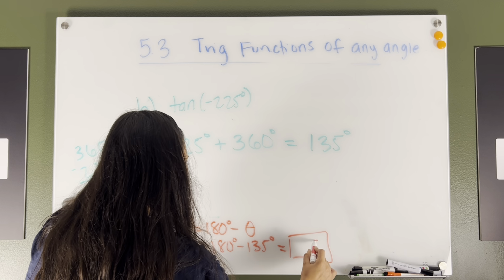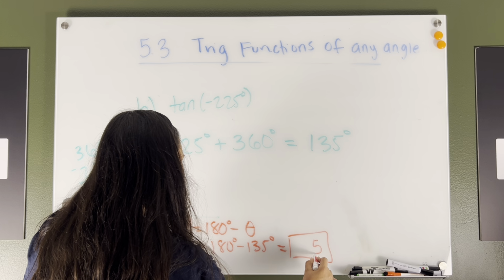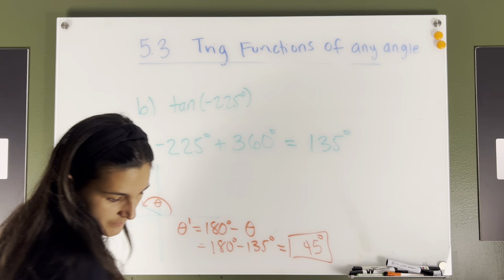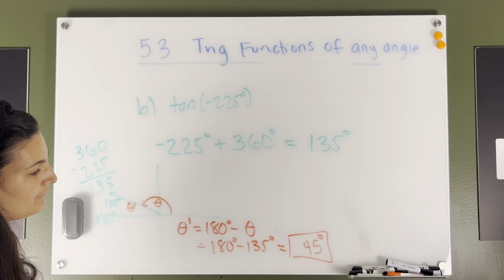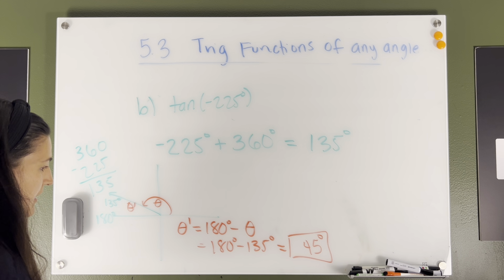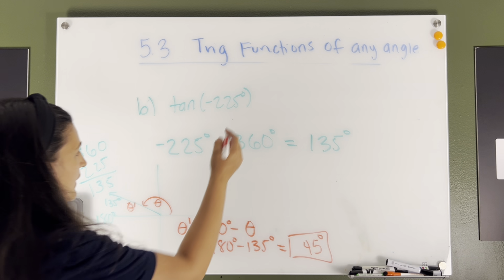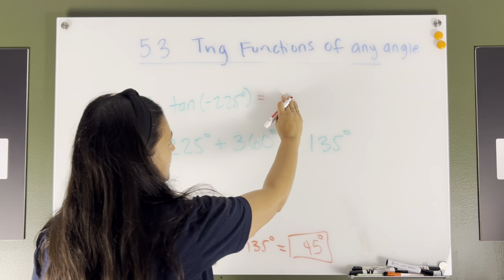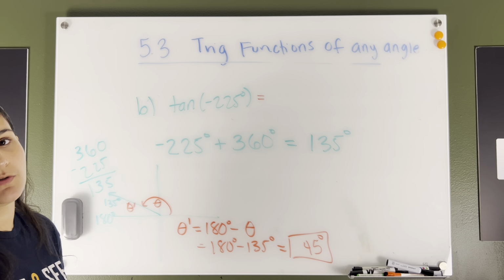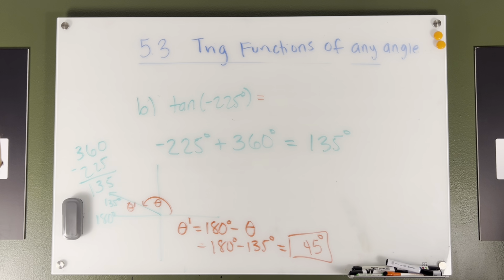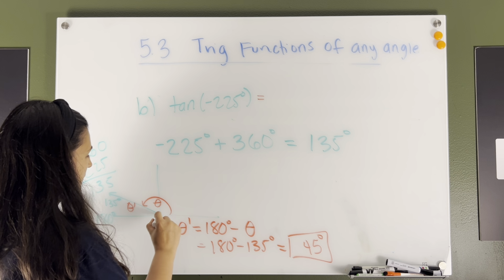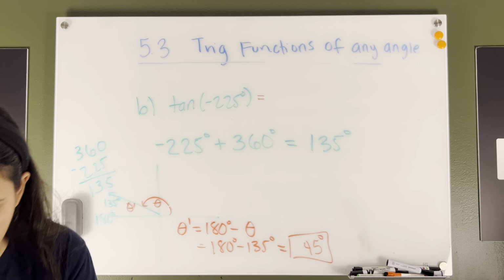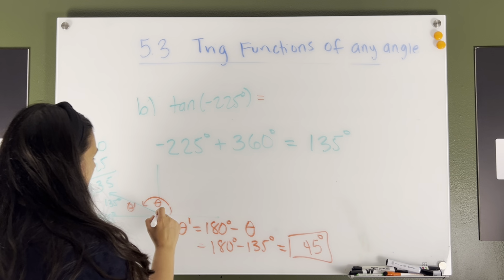So that's going to be 45 degrees. Cool. Now, 45 degrees. So what does this mean? This means that tangent of negative 225 is equal to, first we have to check the sign. Now where would 45 degrees be? 45 degrees would be over here. 45 degrees would be right here.